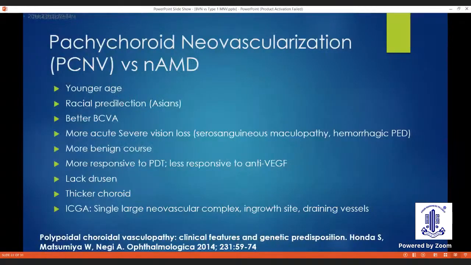So whether polypoidal choroidal neovascular membranes are just another phenotype of neovascular AMD, no, there are still differences. AMD is seen in slightly older patients. There are racial predilections; Asians show this PCNV more often. And the visual acuity, though not as good as in typical PCV, is better than in neovascular AMD. In addition, the response to therapy, the benign course of the disease, the lack of drusen and a slightly thicker choroid also help to differentiate PCNV from neovascular AMD.